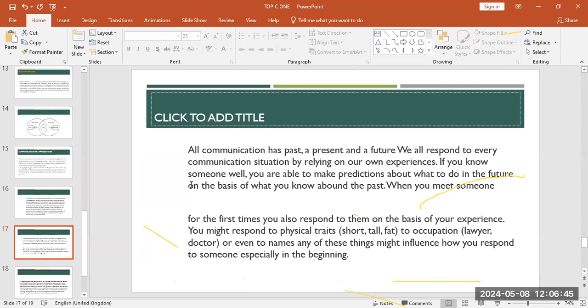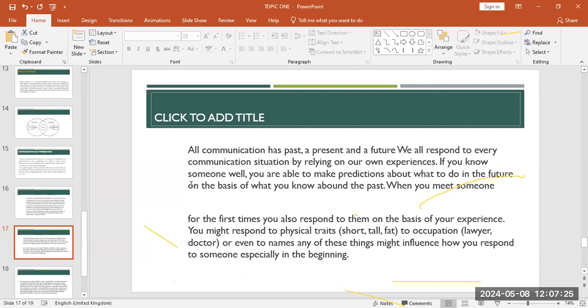For example, assume that you're going to meet a friend of yours in town, and you know very well he doesn't keep time. If you agree that you will meet at 8 a.m., I know he will be late by about 1 hour, he will be there at 9 or 10. That's why we are saying that we all respond to every communication situation relying on our past experiences with the person we are communicating to.